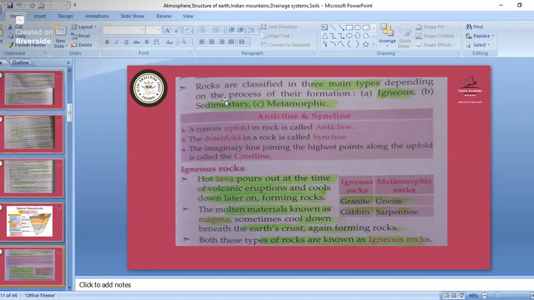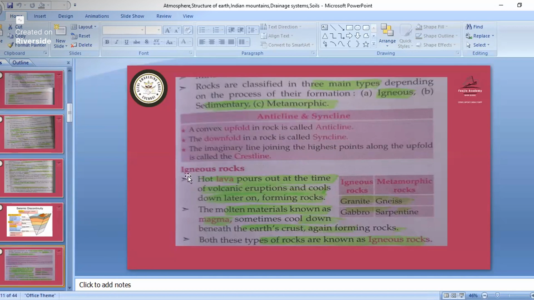So see, rocks are classified into 3 main types depending on the process of their formation: igneous rock, sedimentary rock, metamorphic rock. Don't study this one. This is not of that much importance.